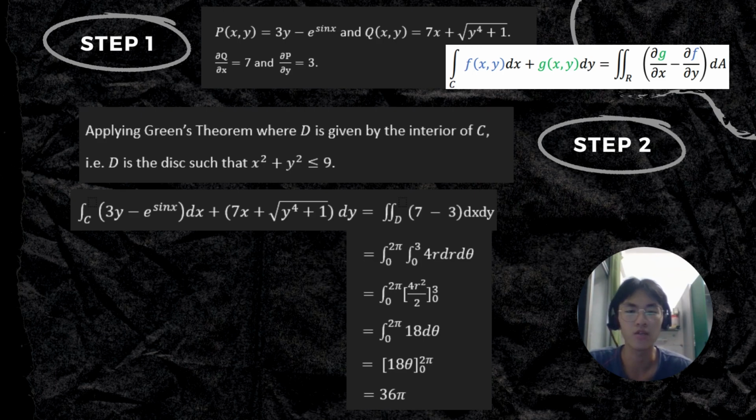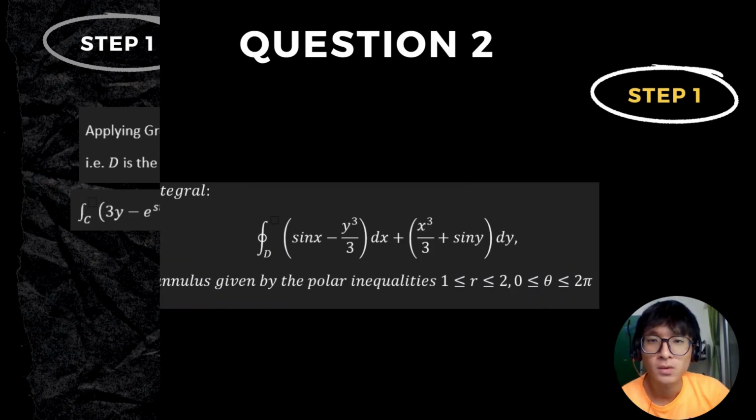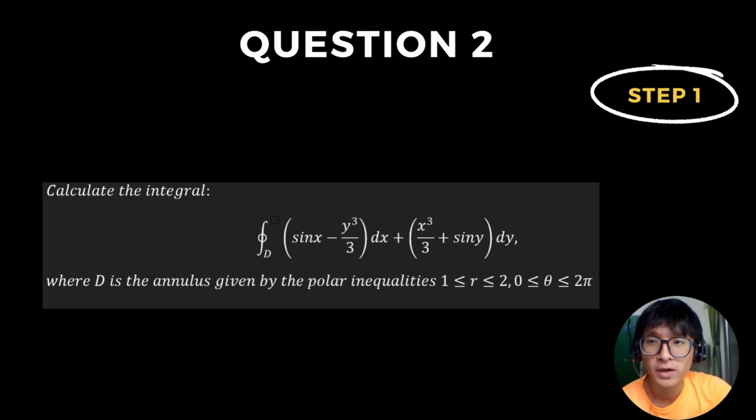And we do some integration method and we get the answer is 36 pi. In this question, we are required to find the integral as shown inside the slide. Unlike the previous question, the graph was not given. Therefore, we have to visualize the graph based on the information given from the question.